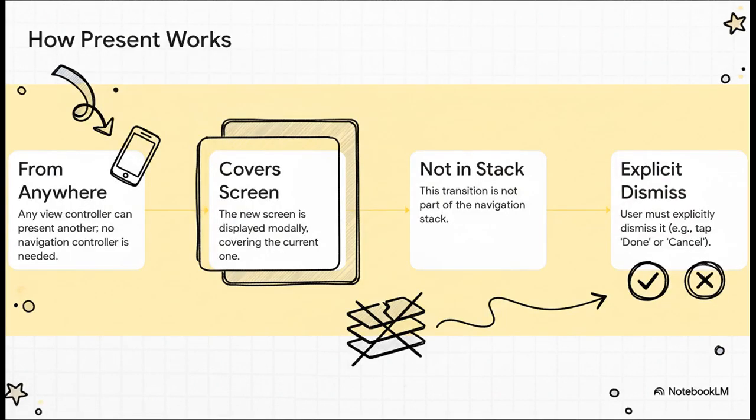And the mechanics totally reflect this idea. You don't need a special navigation controller. And this is critical. This new screen is not part of that navigation stack we were just talking about. That means no automatic back button. To get back to where you were, the user has to explicitly dismiss it, usually by tapping a done or a cancel button that you, the developer, have to provide.